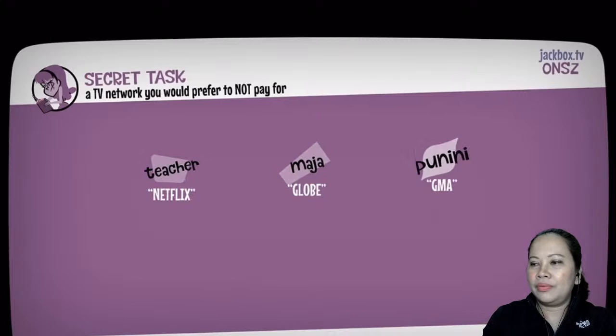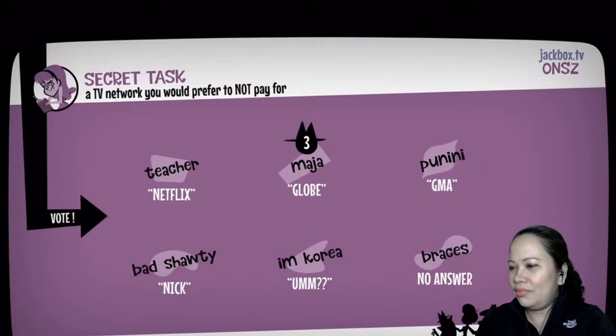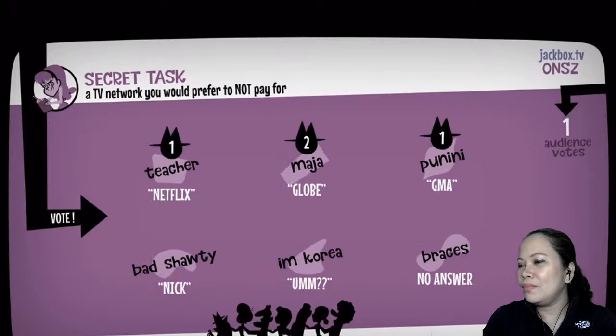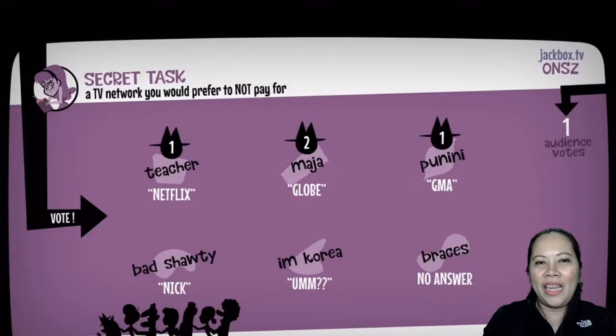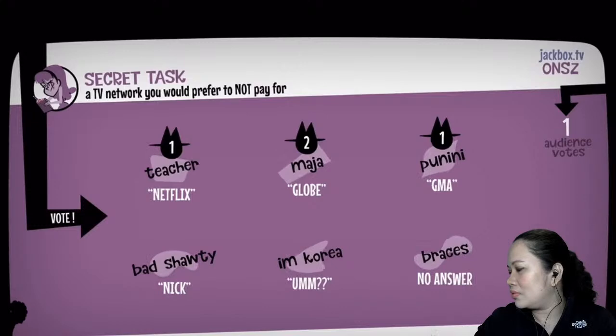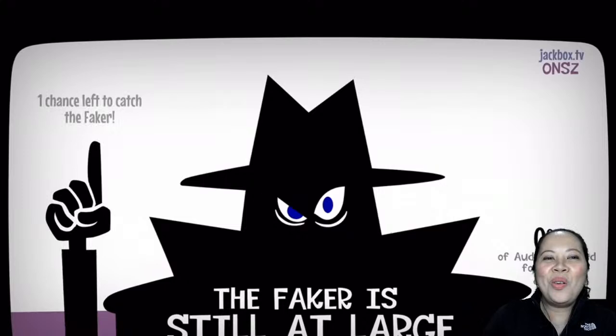All right, vote for who you think the faker is. Okay. Wow. Who's the faker? If we are not able to point out the faker, the faker wins. Come on! That faker is still on the loose. One last chance to catch the faker.